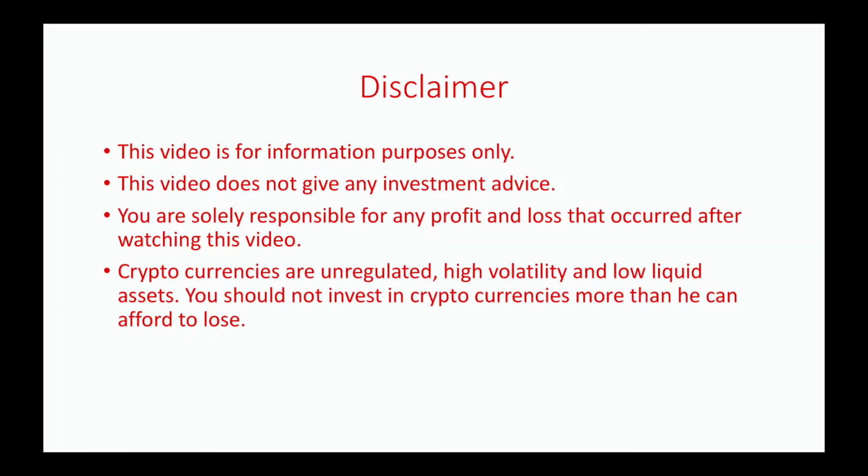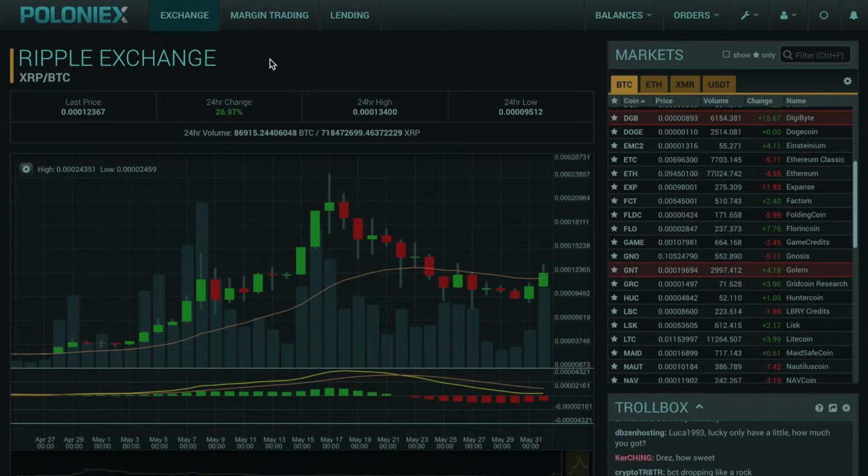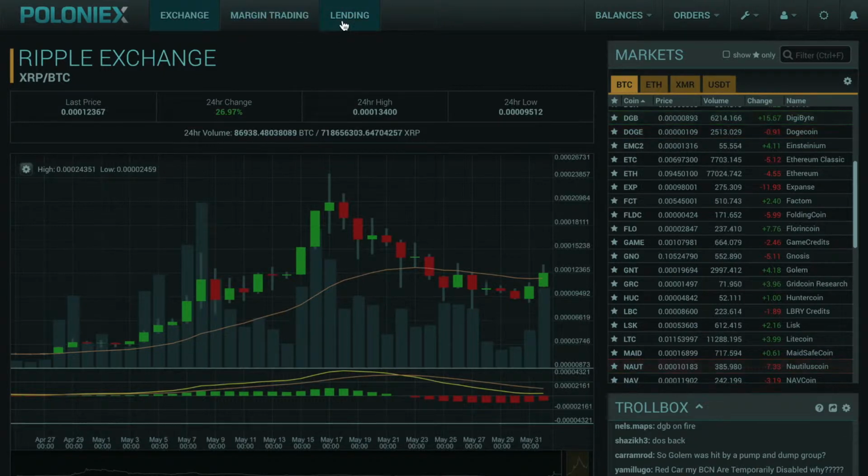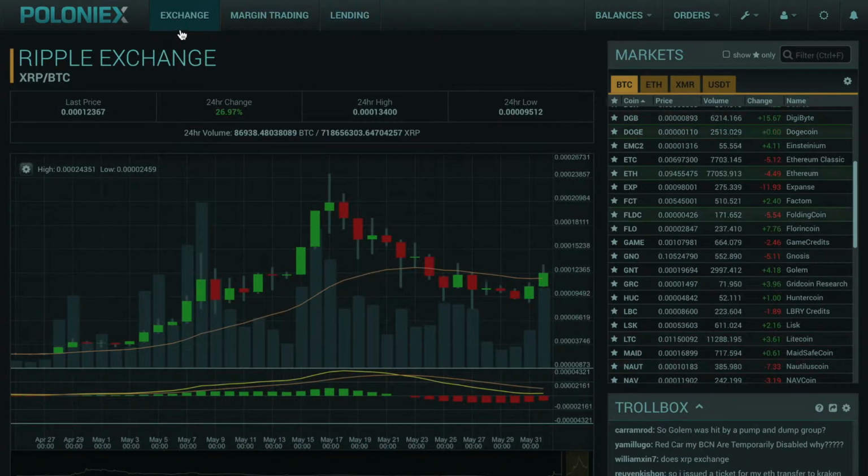In the previous video I showed you great tools you should use in trading. And finally we start diving into exchange mechanics. Let's go to Poloniex. You can make money on a regular spot exchange, margin trading or lending. I'll start with the exchange tab.